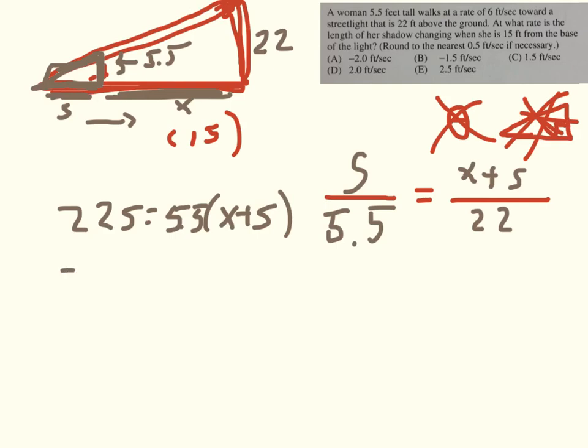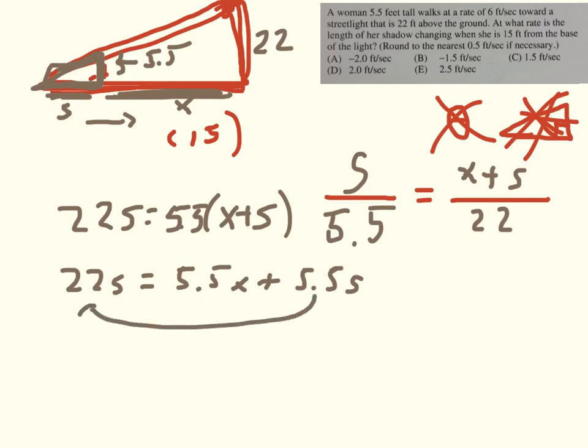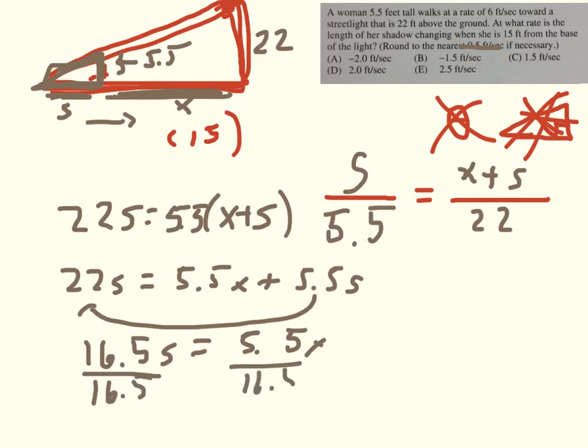And then I'll distribute that in, so I get 22S equals 5.5X plus 5.5S. I'm going to bring this guy over, so I get 16.5S equals 5.5X. From here, you can take the derivative, and you can plug in the things you know. I did do one more step here, and I did divide by 16.5. You don't have to at this point. There's lots of ways to solve it.